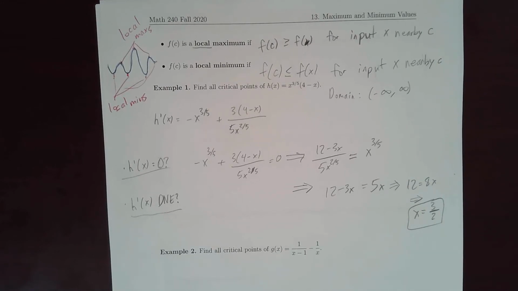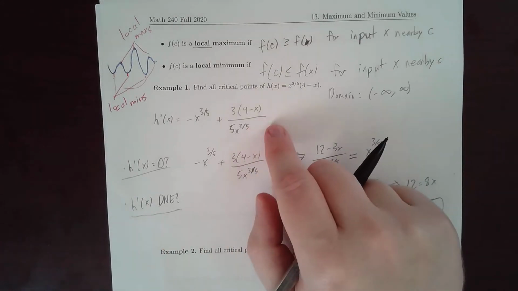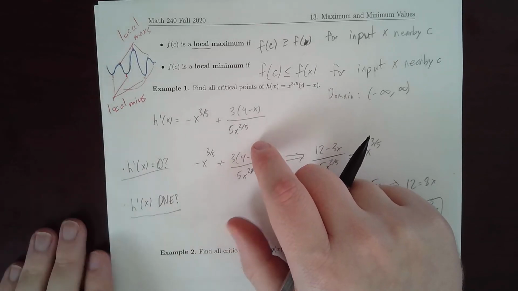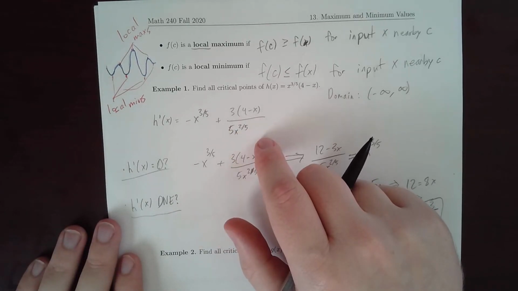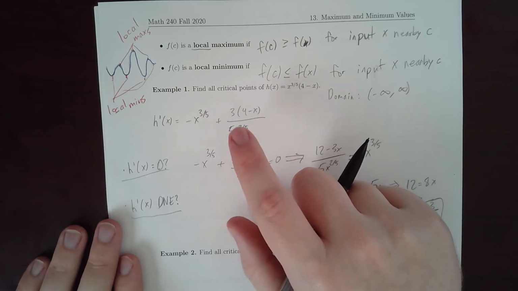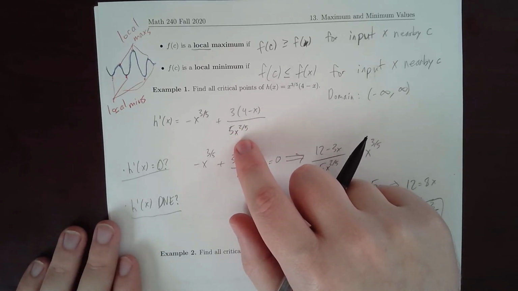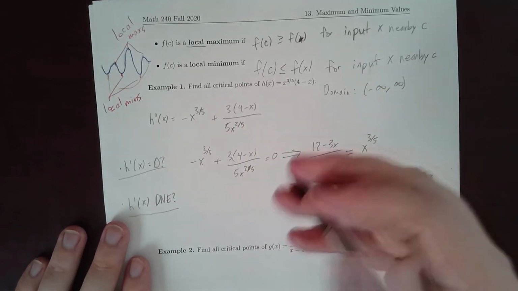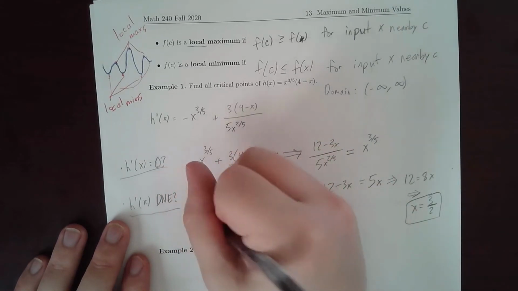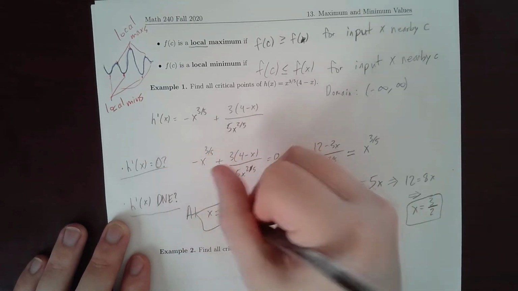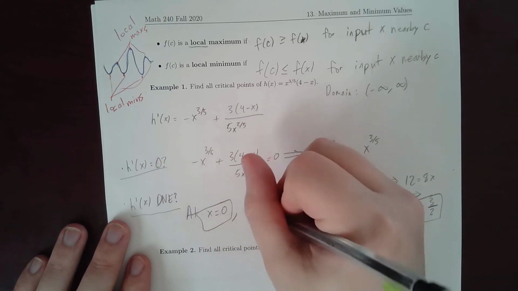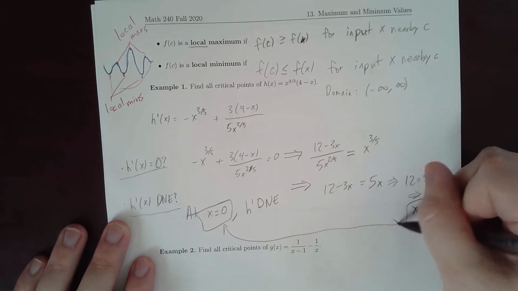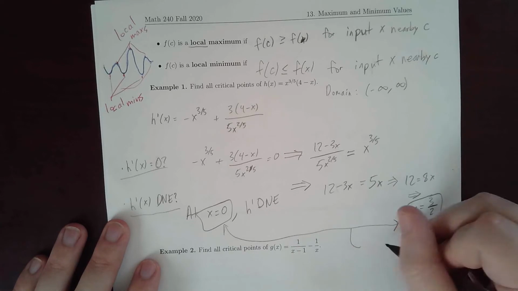Our other critical point will come from when the derivative doesn't exist. So when will this not exist? And the answer is whenever we break its domain. So we don't have an even root to worry about. However, we do have something that could be 0 in the denominator. And so if we set 5x to the 2/5 equals 0, we'll see that at x equals 0, the derivative does not exist. So x equals 3/2 and x equals 0 are our critical points.